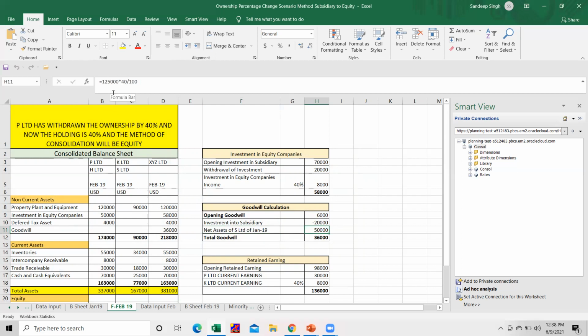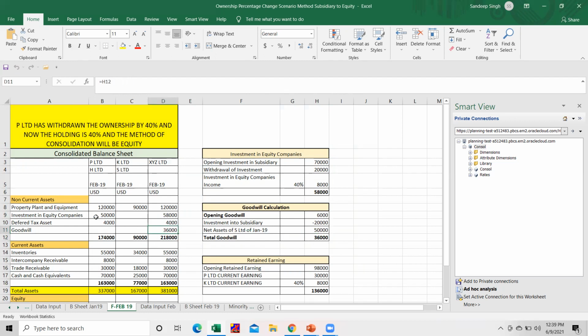assets of the subsidiary, that is 1,25,000, because we will consider the retained earning of the prior month this time. So this amount becomes 1,25,000. If I calculate 40% of 1,25,000, this amount comes to 50,000. So our total goodwill is calculated as 36,000. This is how the goodwill amount is calculated.